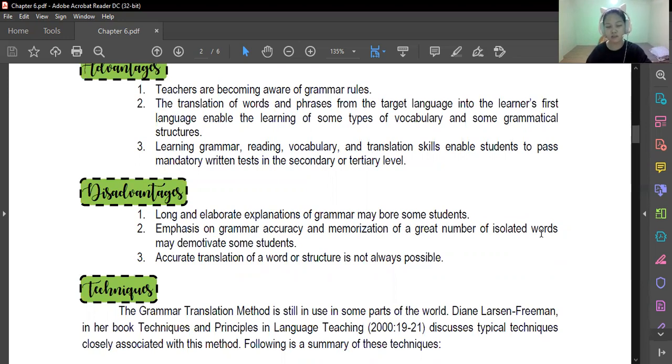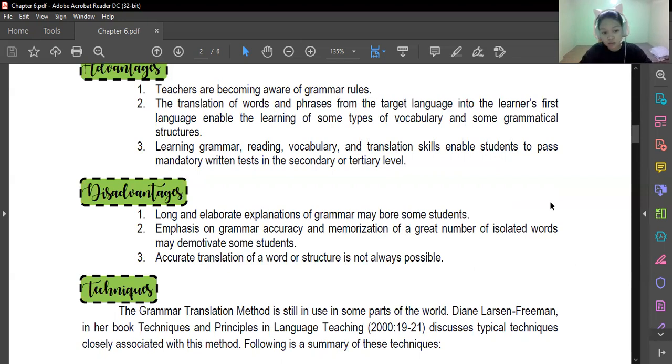So at least you must include activities that will ignite interaction with the students. Also, another disadvantage is that accurate translation of a word or structure is not always possible because there are words in a learner's first language that don't have any English equivalents. Okay, so not possible all the time, GTM.